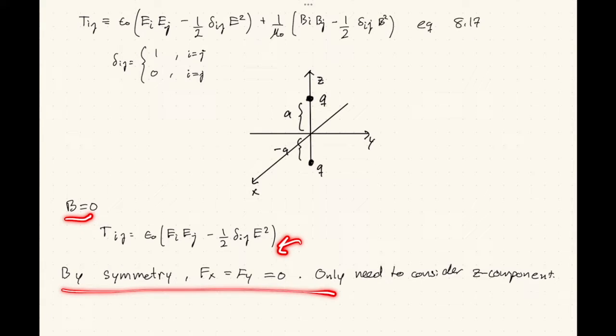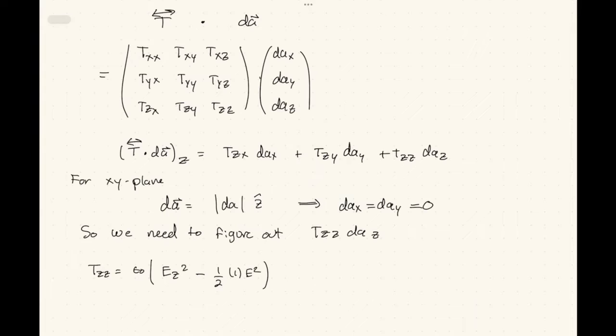Now, by symmetry, the charges are acting on a single axis. They will not be pushing each other in the xy direction. So those components are 0, and we only consider the z component of the Maxwell stress tensor. So if we spell out the stress tensor dotted with the elemental area, it looks like this, with all the elements lined out. We're only considering the z component, this right here, and that looks like T_zx da_x plus T_zy da_y plus T_zz da_z.